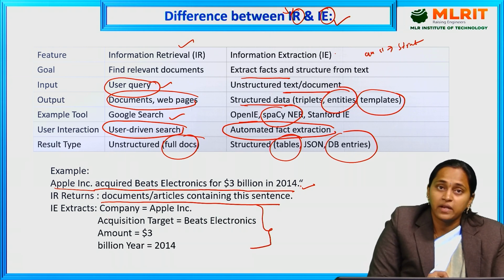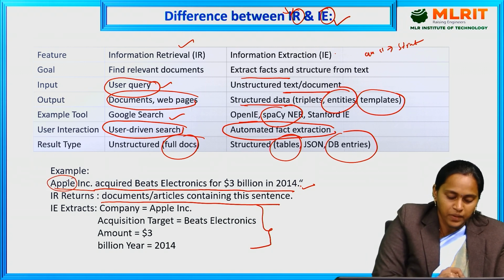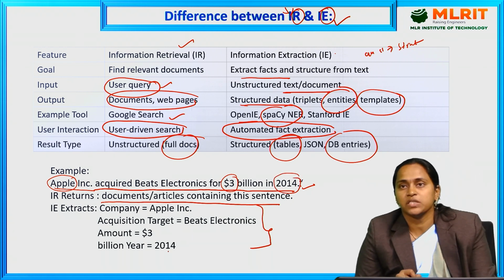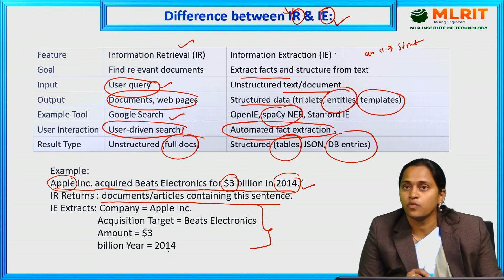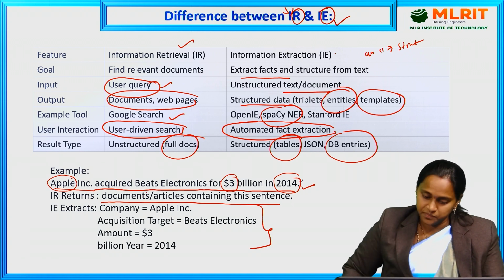Here, what are the main points in the extraction? See, the company name is Apple. The amount is $3 billion. The year is 2014. Like this, we can get the information. We will not get any document. We will get only the related information, what the information is from the sentence.